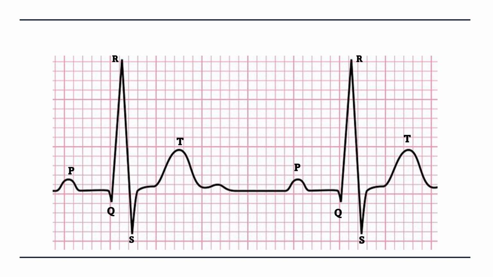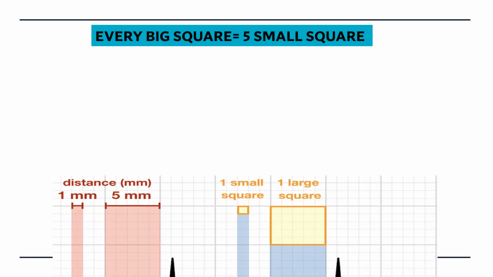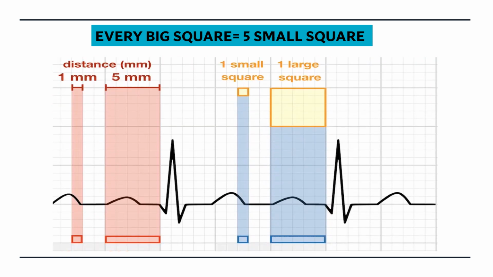So here we have the ECG paper, and on this ECG paper we have a normal ECG rhythm. That is, it has got a P wave, a properly formed QRS complex and a T wave. So every ECG paper will have big squares as well as the small squares. So just see the big square carefully. You can see that it has got 5 small squares in it. So now look carefully in this ECG. The yellow colored square is the big square, and in this big square we have 5 small squares.